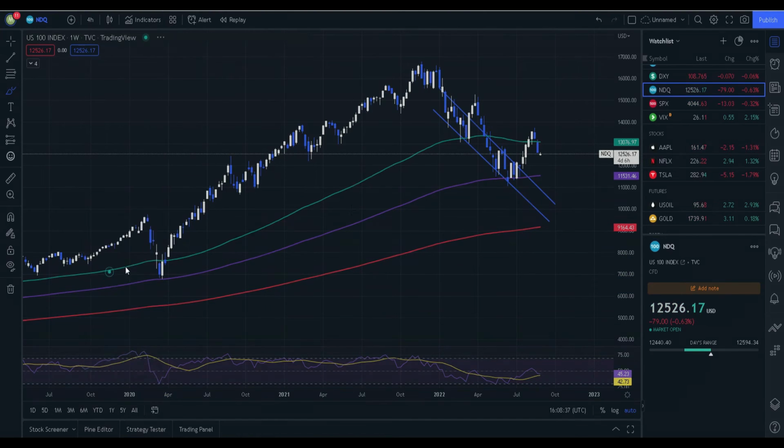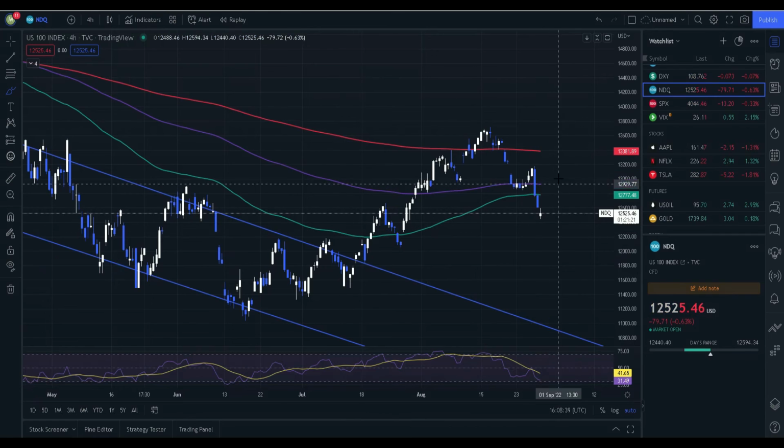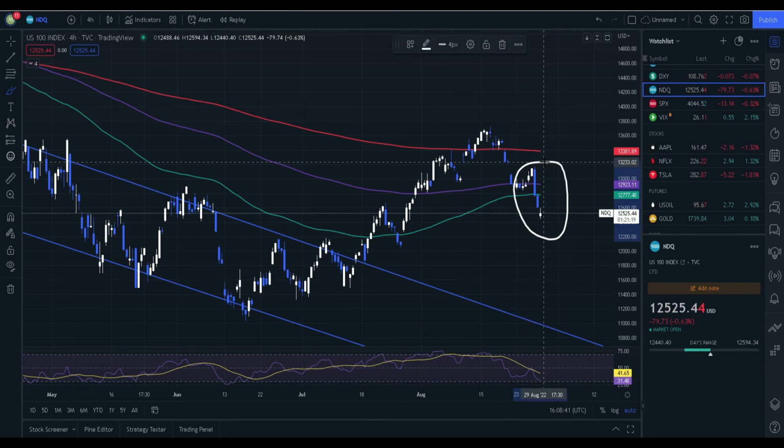Quickly going towards the 4-hour chart, just look at this huge rejection over here. The purpose of showing this is basically you can see how volatile the markets are. Anything can happen. It can go up a lot, it can come down a lot. It's all up to you how you protect your money, and for that you need to learn proper risk management.